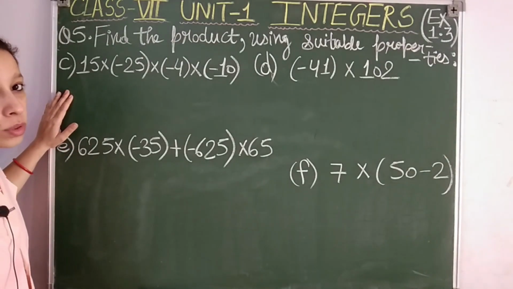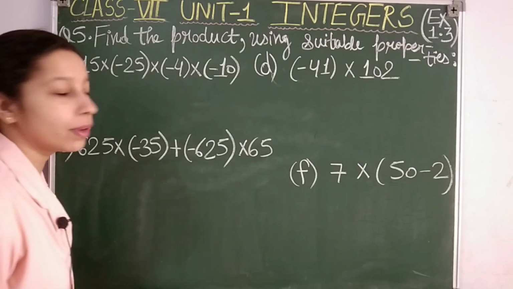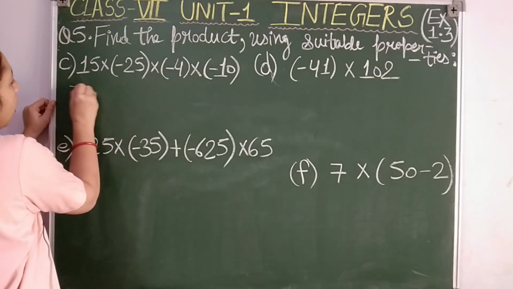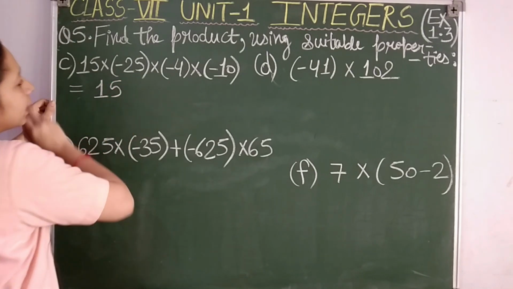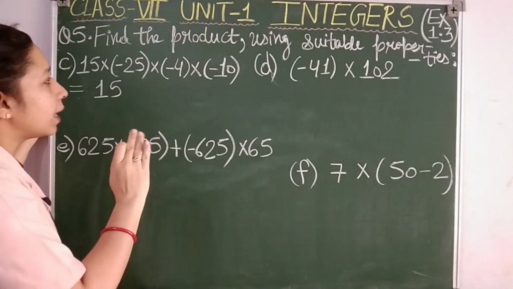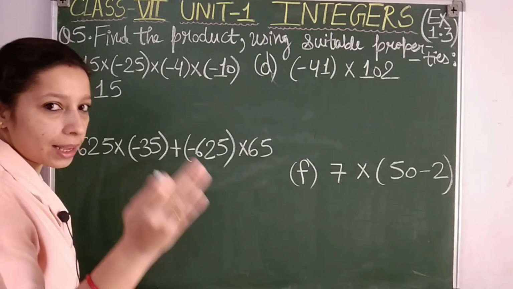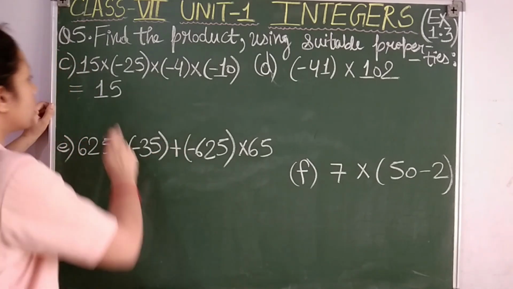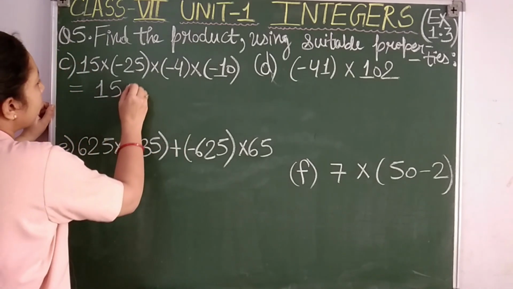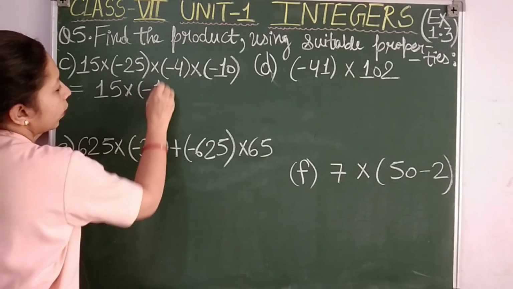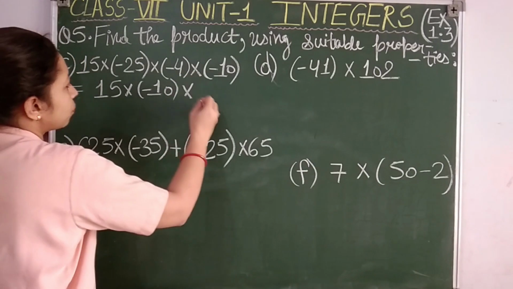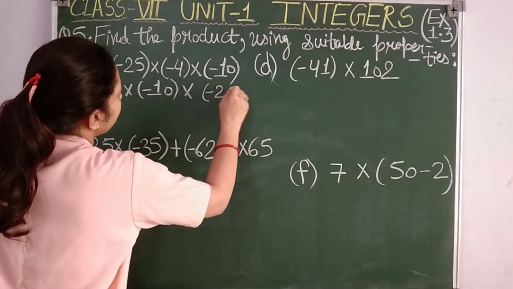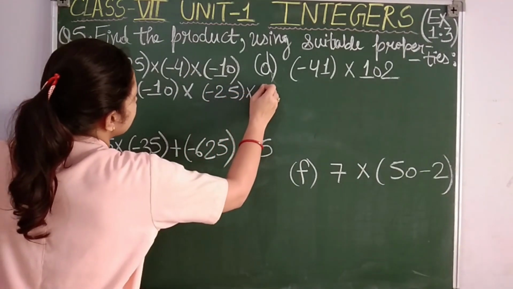Here we can use associativity property, means we can form groups. How? I told you when to use associativity property. If you find that you can easily solve the question by rearranging some integers, that time you can rearrange and form the groups. So 15 I can multiply with minus 10. So 15 tens are how much, students? 150. Then minus 25 you can multiply with minus 4.